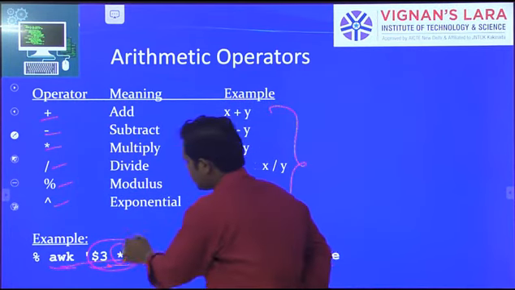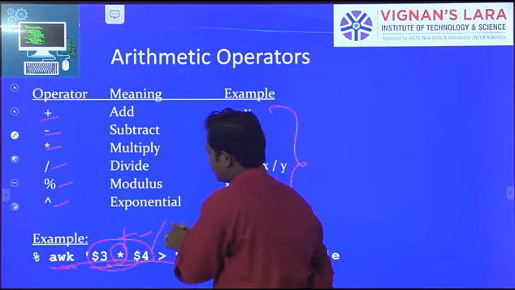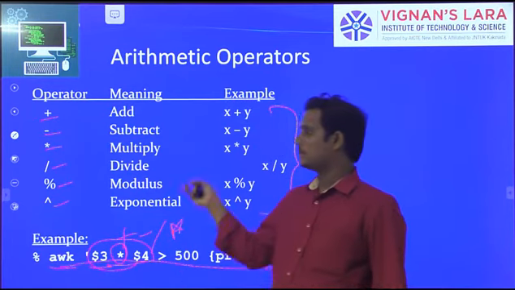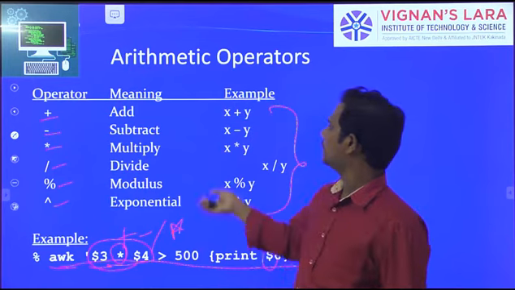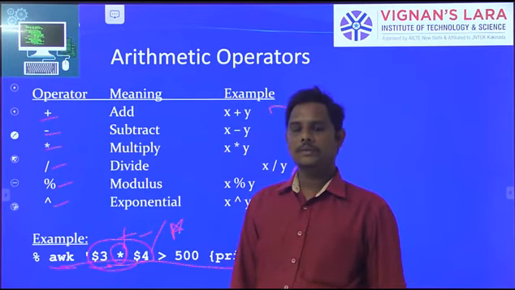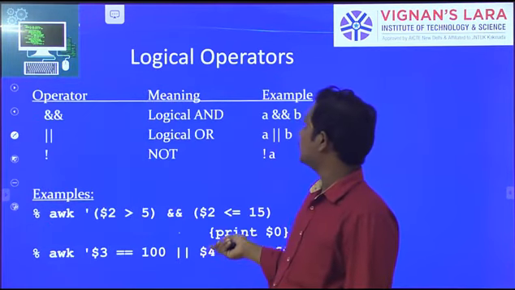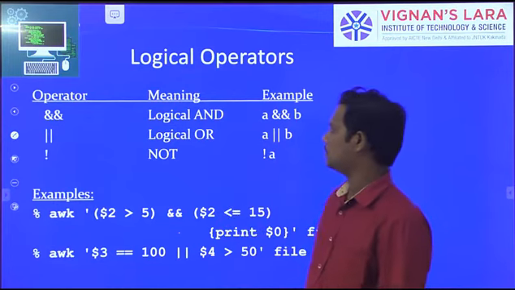Okay, here we can use a plus, or here we can use minus, here we can use modulus, here we can use multiply. Like that, these are all operators and how they are used. They are used in the same procedure as in any programming language. Here also it is the same in AWK. Logical operators are also used here.